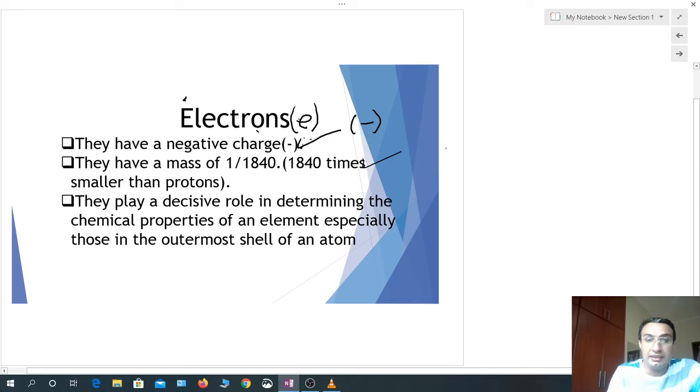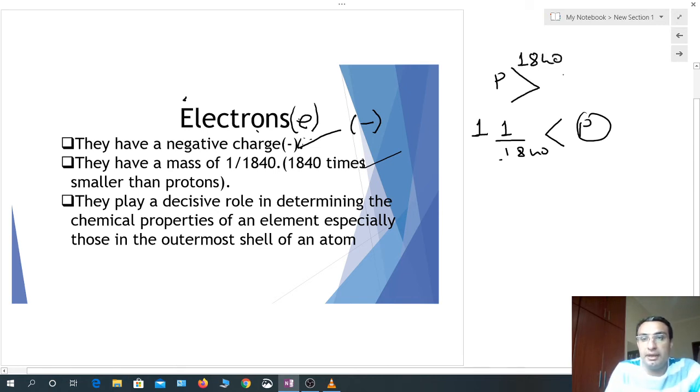1/1840. It means that one electron is 1/1840 times smaller than a proton, or one proton is 1,840 times heavier than an electron, okay, almost 2000 times. So they are very, very light. Electrons are very, very light as compared to protons and neutrons.